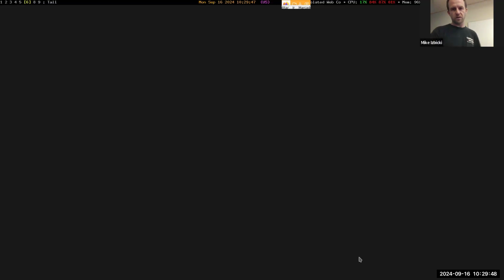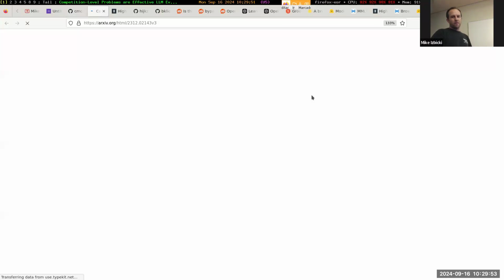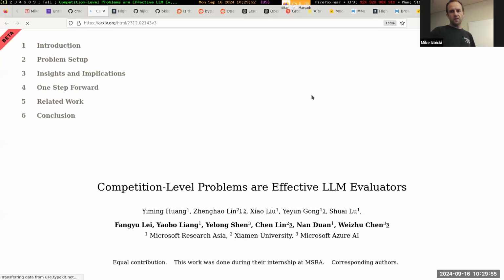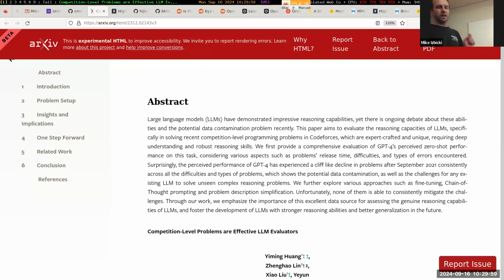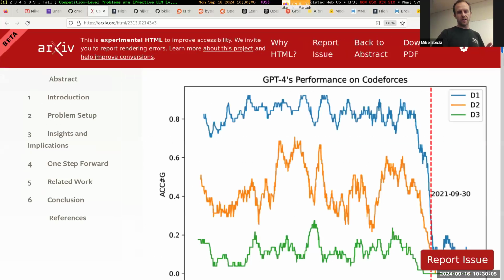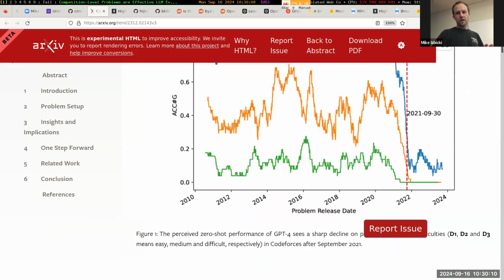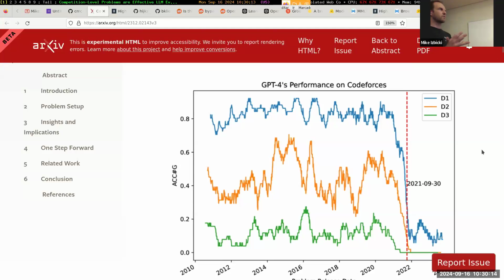I have it open somewhere, but I'll just open it up again. This is a paper evaluating GPT-4 on coding tasks and basically calling out OpenAI for more or less lying about how well they do. This is their key figure plot right here. They're evaluating OpenAI GPT-4 on a website called Codeforces on their coding tasks.